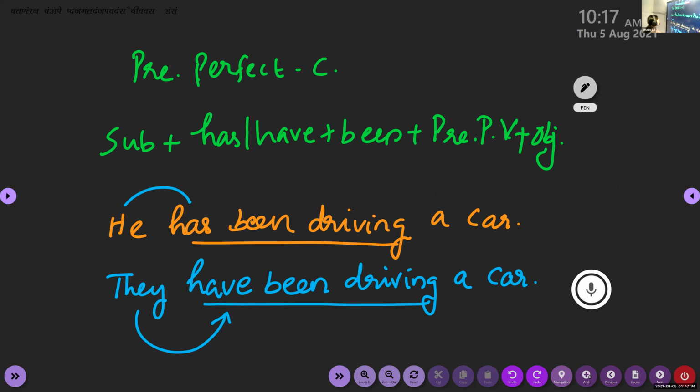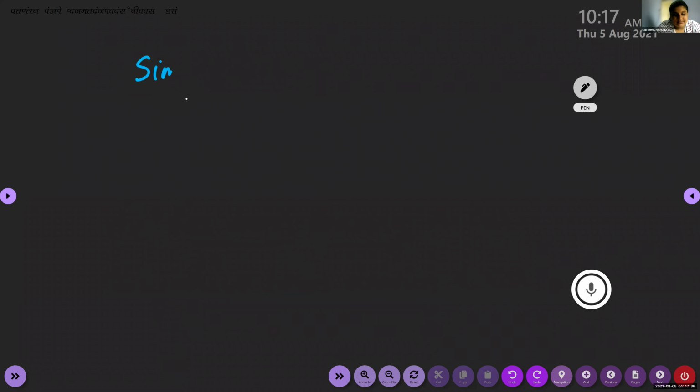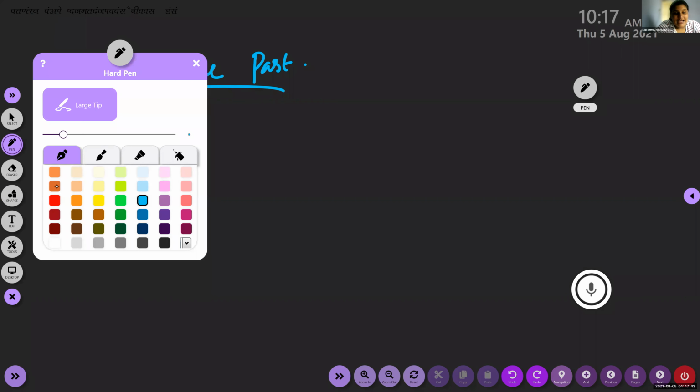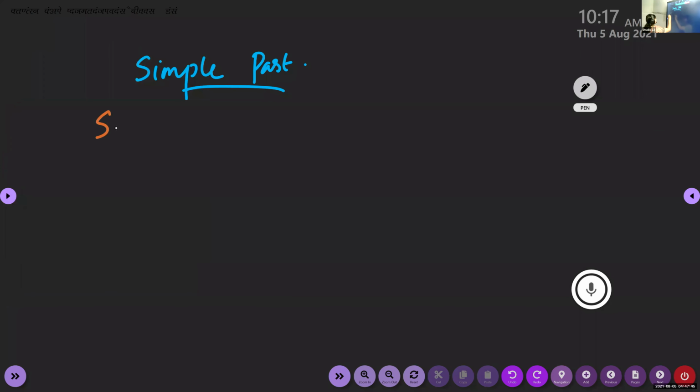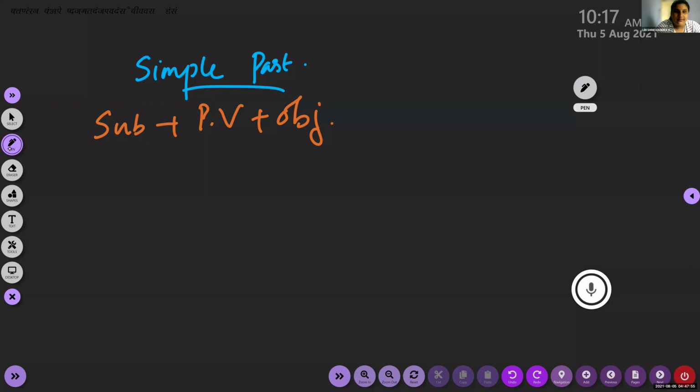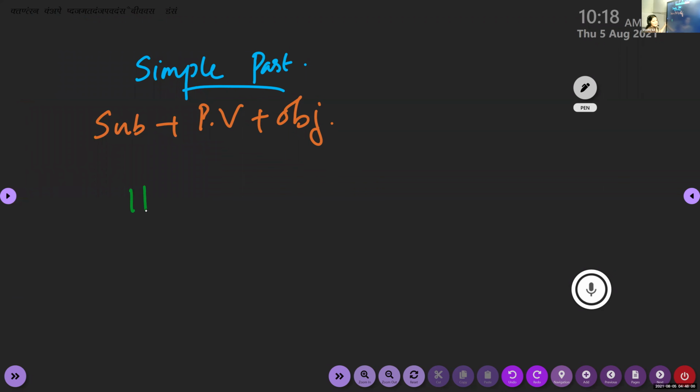Lakshmi, the rule of simple past. Subject plus past form of a verb plus object. Okay, very good. Please tell me an example. He drove a car. So everybody changes from drive to drove, right? He drove a car. Your finite verb: drove.